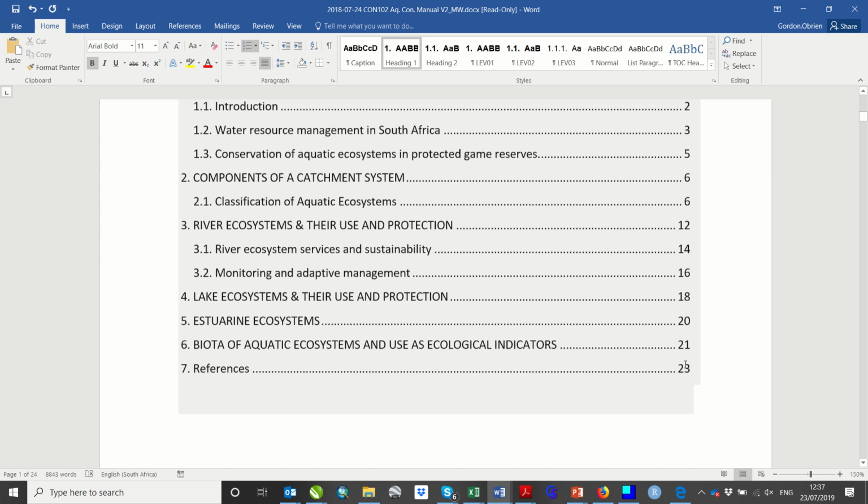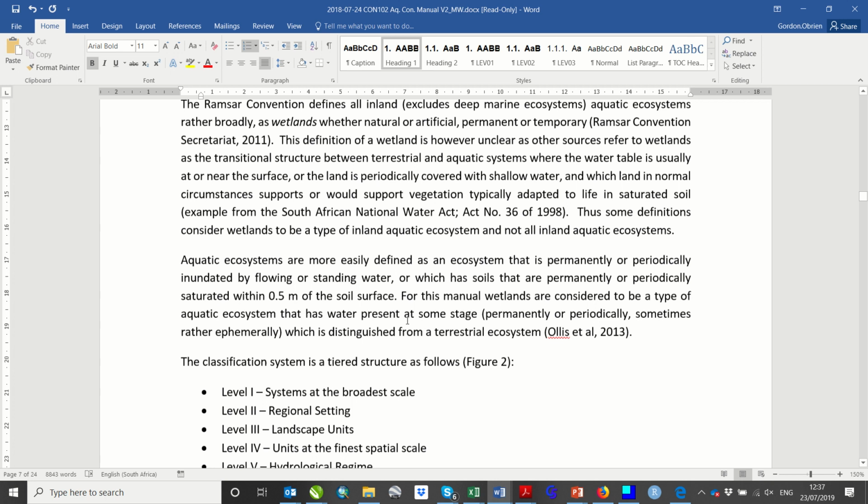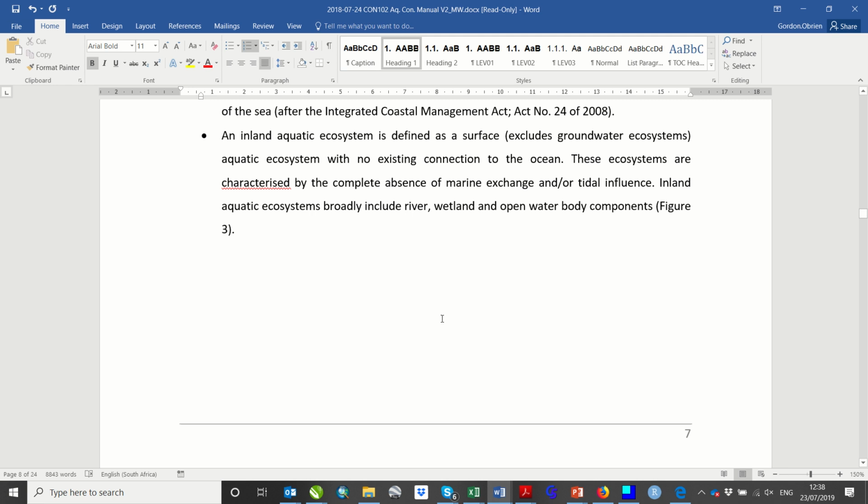This manual, everything we present comes from this manual. Based on what I started discussing yesterday, you will see that in the components of a catchment system section of your manual, you have it all written out for you to show you what you need to do. So I want you to work through this manual. All of your exam questions, everything will come from this manual.